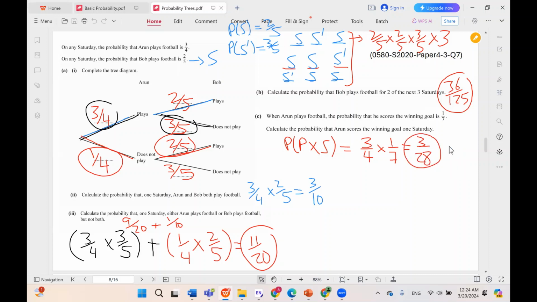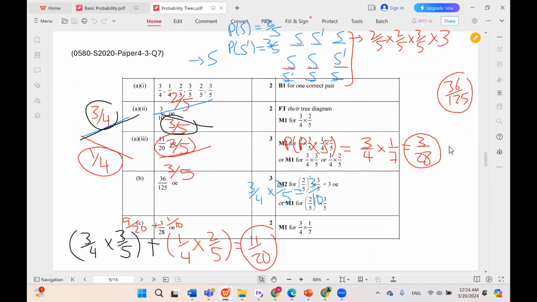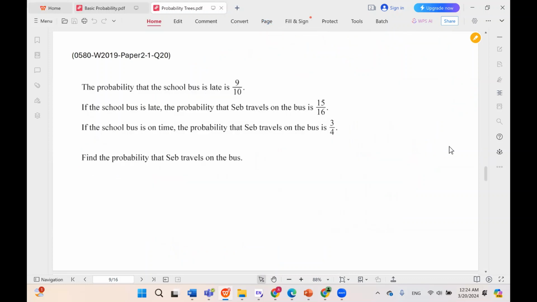Now let's check the marking scheme. So we have (a)(i) is 3/10, and this is correct. This was our answer here. And then (a)(ii) is 11/20. (b) is 36/125. And (c) is 3/28. So we seem to be in line with the marking scheme.